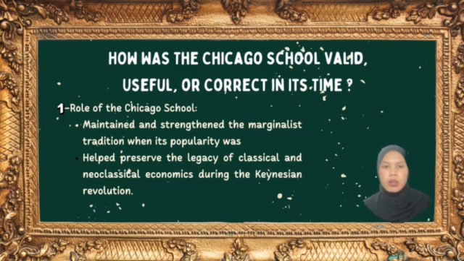The Chicago School played a crucial role in economics by strengthening the marginalist tradition during a period when it was losing popularity. While Keynesian economics was dominating the intellectual scene, the Chicago School provided a counterbalance by preserving the core ideas of classical and neoclassical economics. This ensured the continuation of key economic principles that might have otherwise faded away.